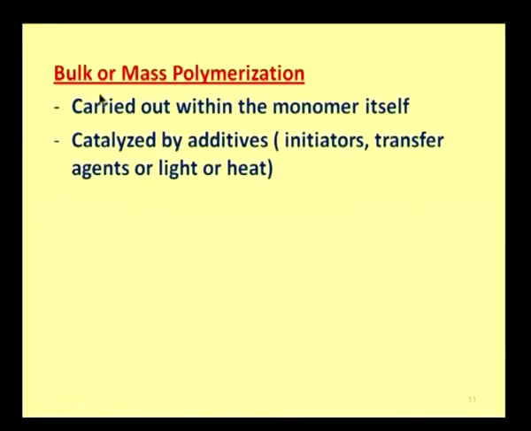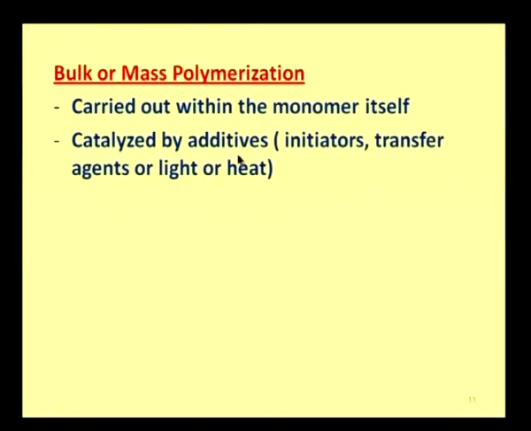The first, very simple type of polymerization is called bulk or mass polymerization. This is carried out within the monomer itself. That means I don't have to depend on any other solvent or any other medium for the polymerization to be conducted. I have a pure monomer, I have the initiator, I have the catalyst, I initiate the reaction, and the polymerization is done within the vessel.